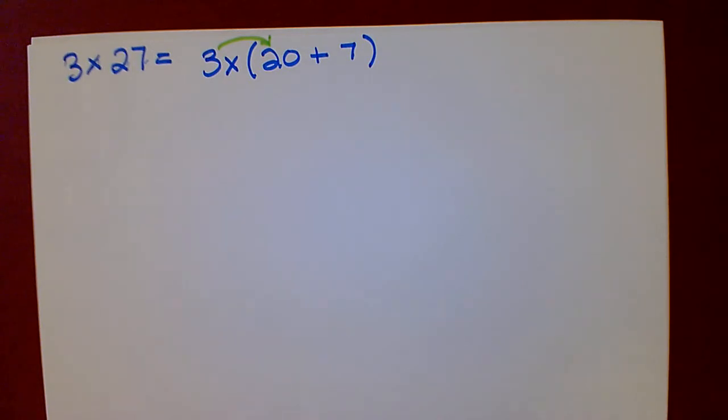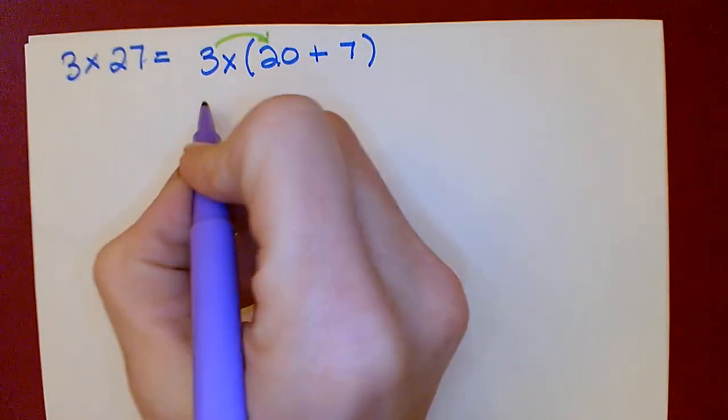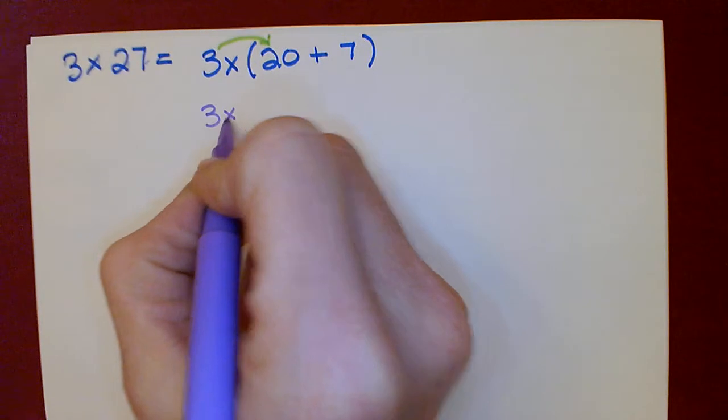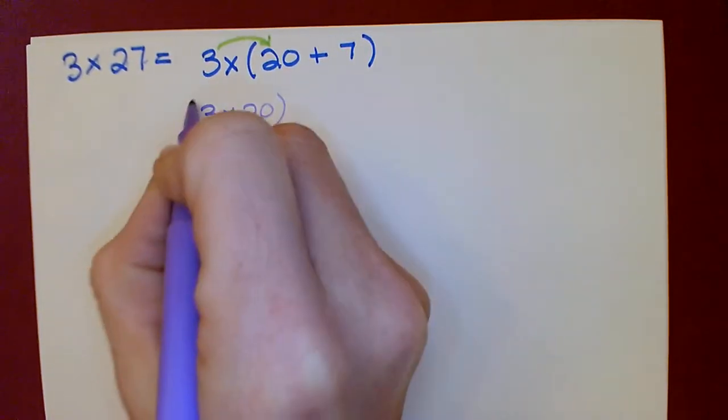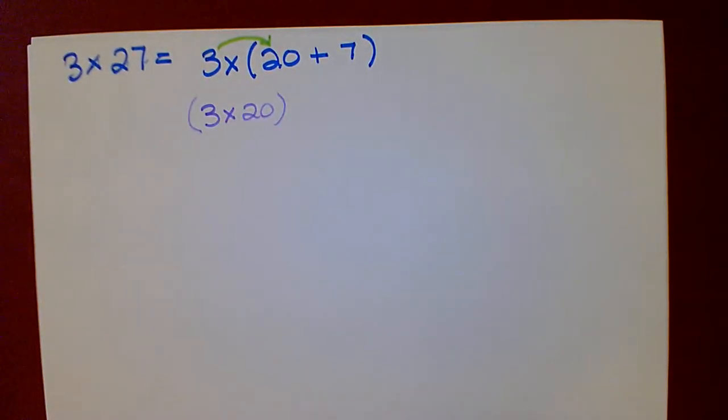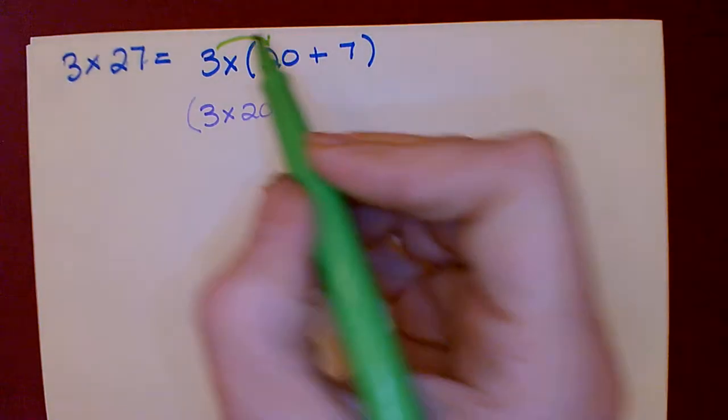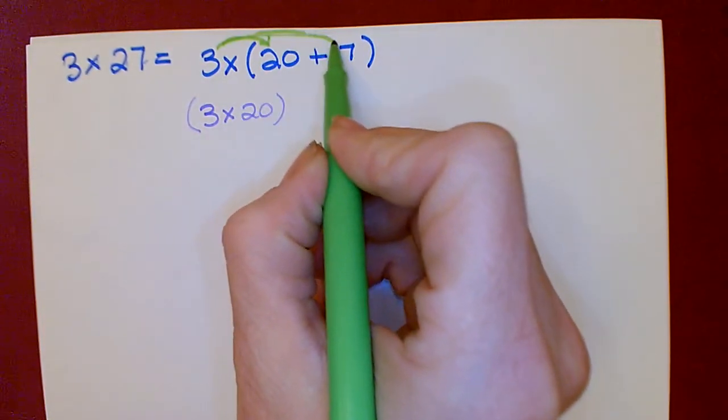And if I were to write that, I would write that as 3 times 20. And let's just kind of show that that's one thing that we're doing. And now after that, I'm going to go ahead and do the 3 times the 7.